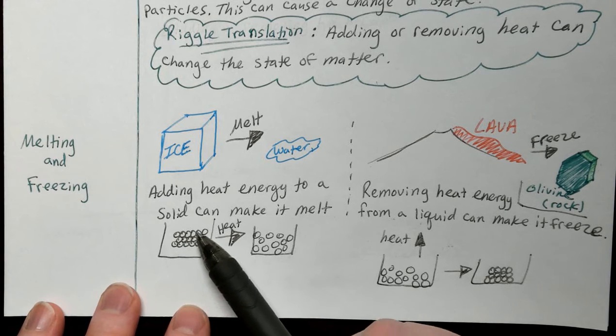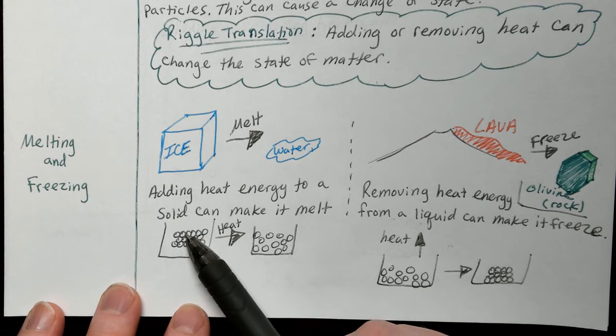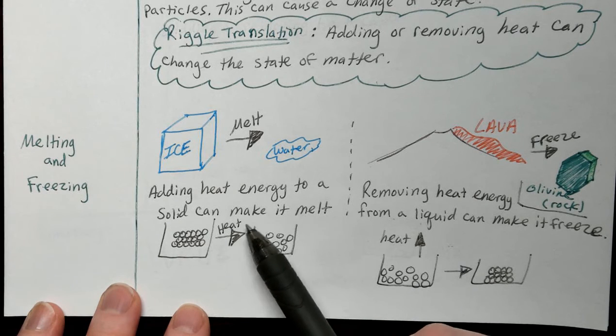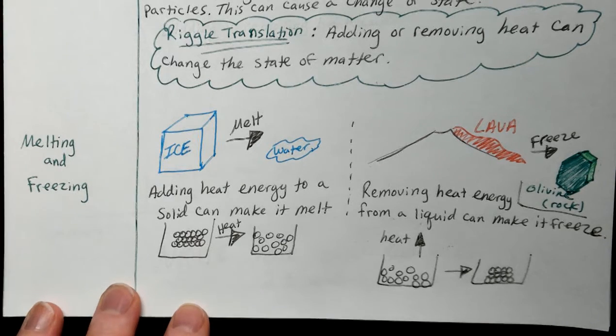So if we started out with a solid like this, where it's just maybe an ice cube in a bowl or a glass, it's just sitting there, minding its own business. It gets heated up, and then all of a sudden it melts, and now it starts to take up the size of the container.